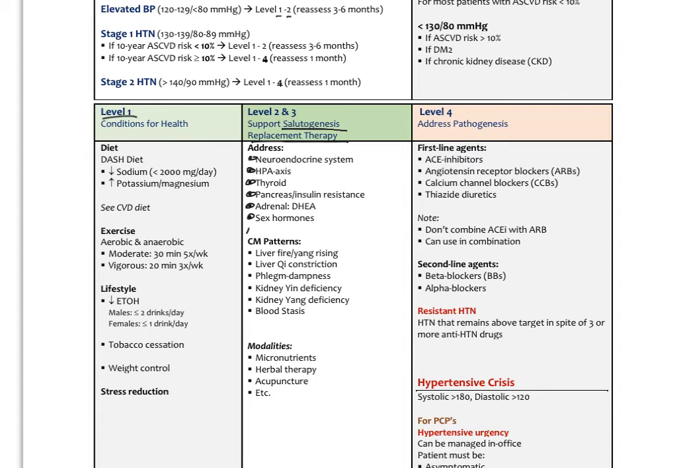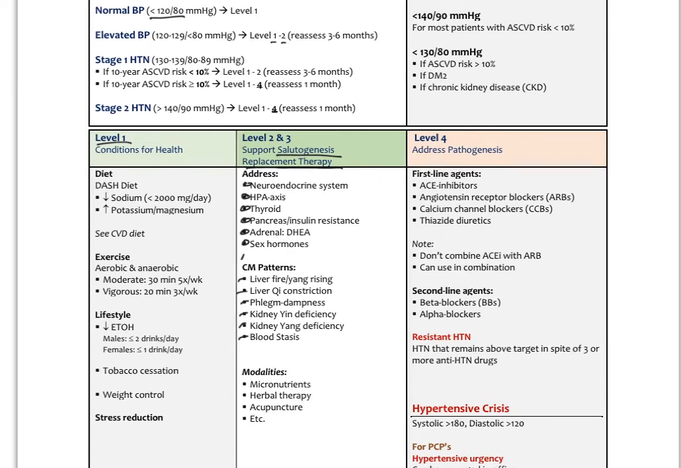In Chinese medicine, this would be identifying any potential patterns. For example, a liver fire yang rising pattern, liver qi constriction, phlegm dampness, kidney yin deficiency, kidney yang deficiency, and blood stasis. Those would all be patterns that might show up there. And those could be addressed appropriately with lifestyle, with herbal medicine, and with acupuncture. So that would be level 2 and level 3 therapies there.